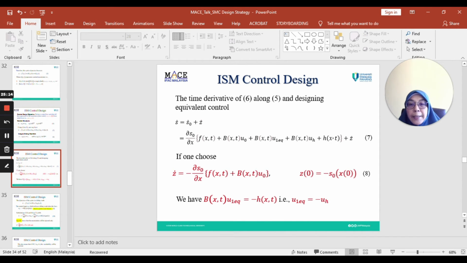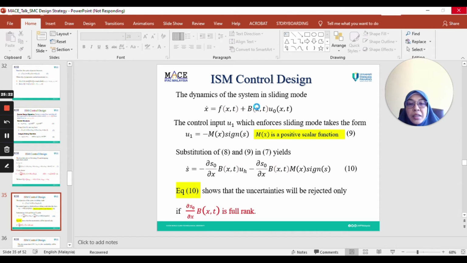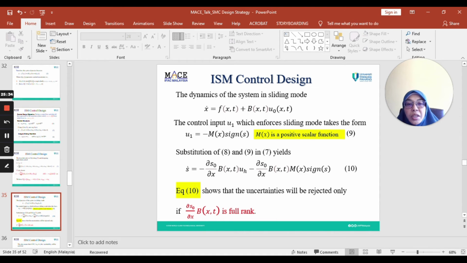Okay, and then the dynamic of the system in sliding mode. Okay, so we have our u naught here, and we can define our u1, which enforces the sliding mode, in this form. So again, we can choose any type of reaching law. This is the constant rate reaching law, so we can use this.